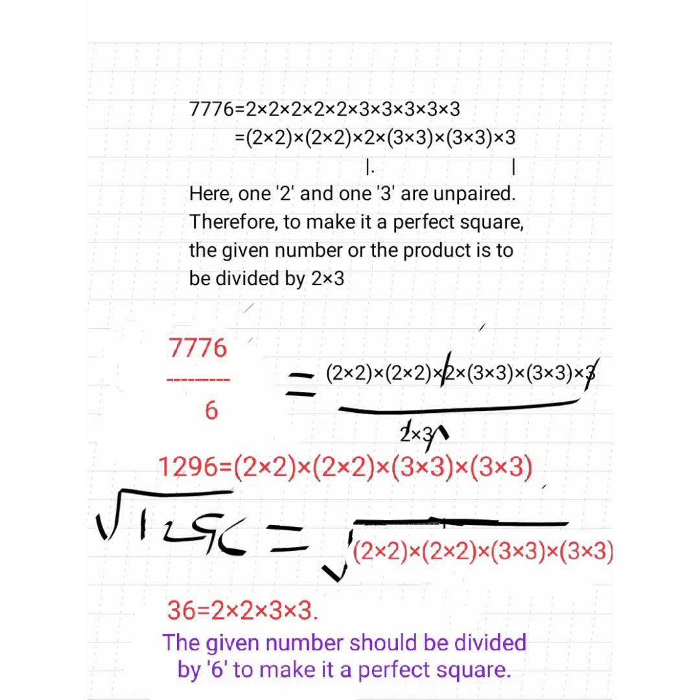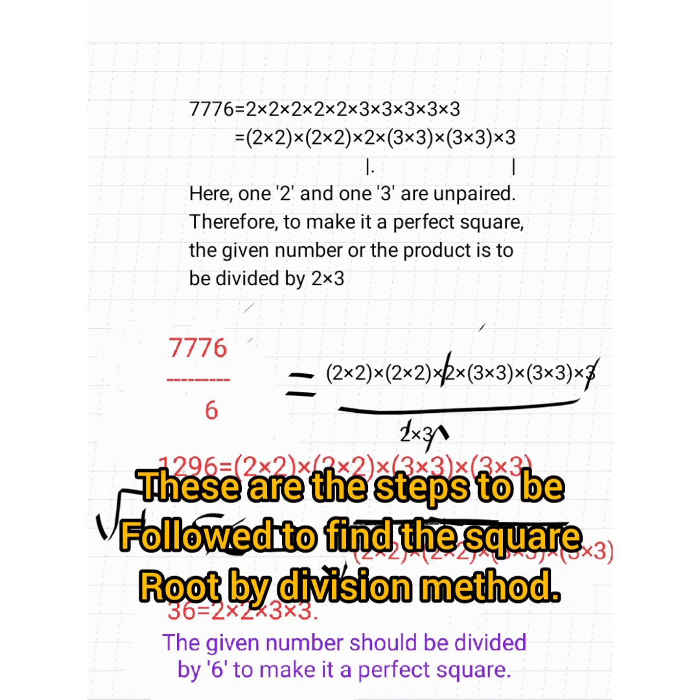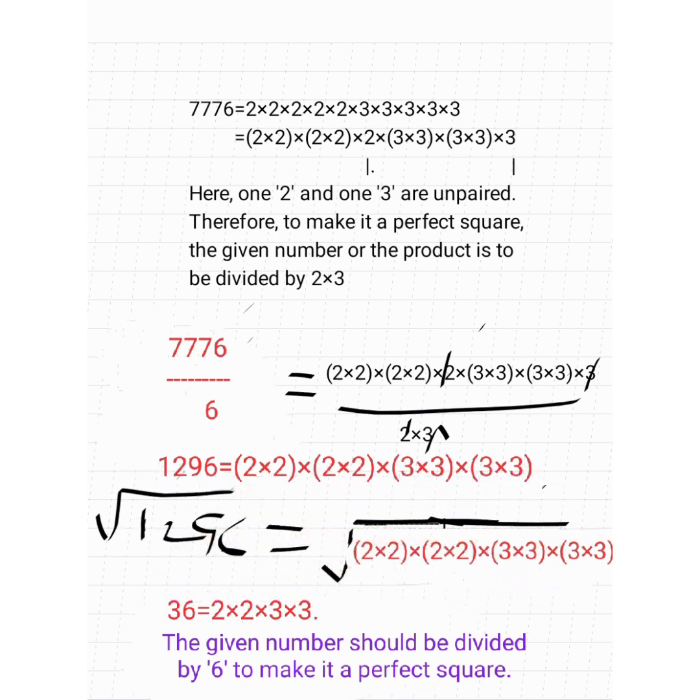When 7776 is expressed as a product of prime factors, we get the product of 5 2's and 5 3's. Once we pair the prime factors into 2's and 3's, you can observe that one 2 and one 3 remain unpaired. That means there are two numbers, 2 and 3, which remain unpaired. Therefore, once it is divided by 2 into 3, that is 6, 7776 becomes a perfect square.